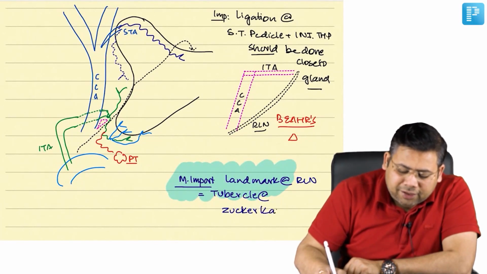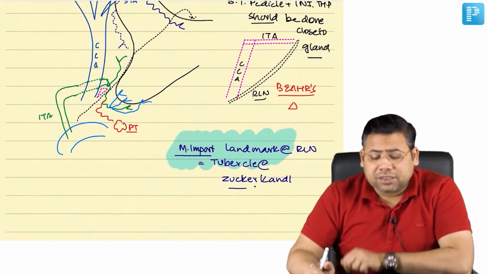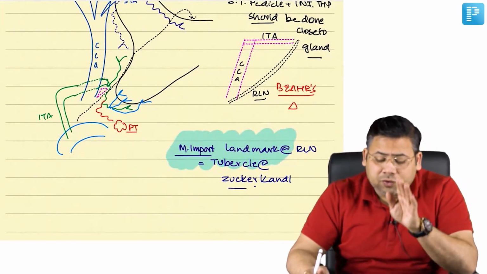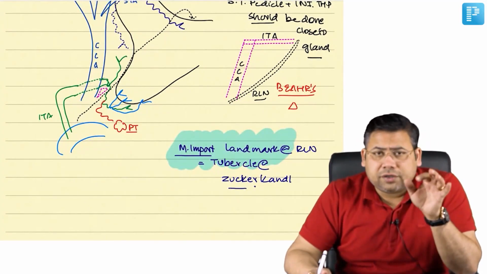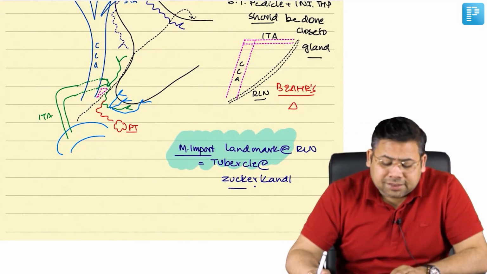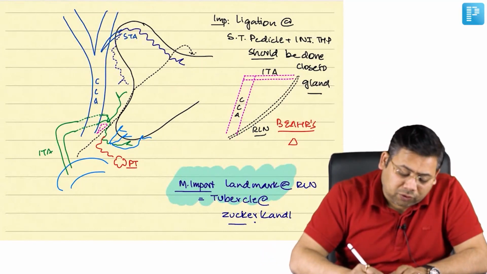Zuckerkandl's tubercle. This is the lateral most part of the gland. So it's the lateral most part of the gland, and you will always find the recurrent laryngeal nerve in association with this tubercle.